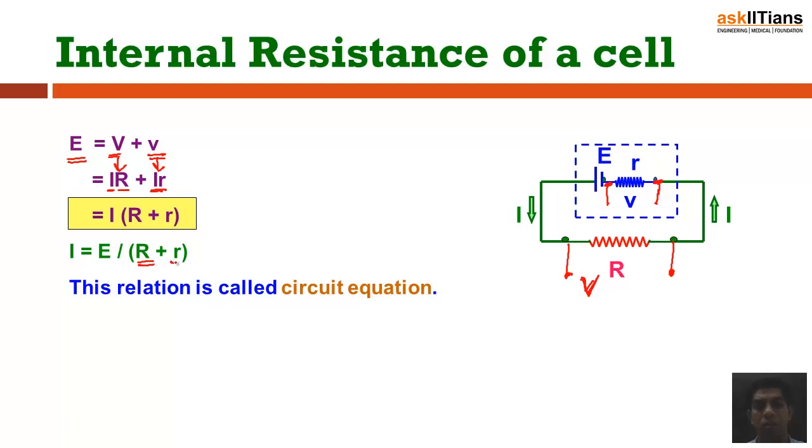external resistance plus internal resistance: I = E/(R + r). So this relation is basically the circuit equation. Why is this called a circuit equation? Because it relates different parameters of the circuit to the current. This is the EMF, this is the external resistance, this is the internal resistance. So hence this fancy term, circuit equation.